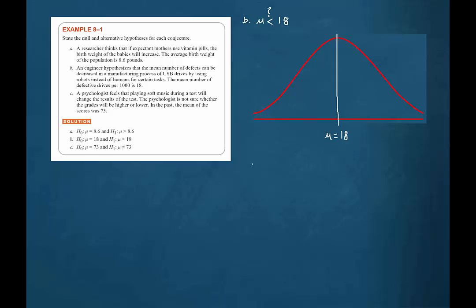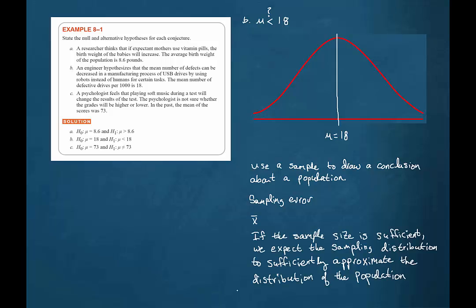Again, let's keep in mind that we are going to use a sample to draw a conclusion about a population. And whenever we do that, we introduce the possibility of sampling error. So as we stated before, if the sample size is sufficient, we expect the sampling distribution to sufficiently approximate the distribution of the population. So again, we will find ourselves a random sample, and from that sample, calculate a sample mean.